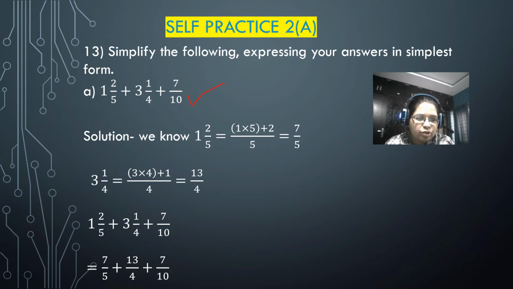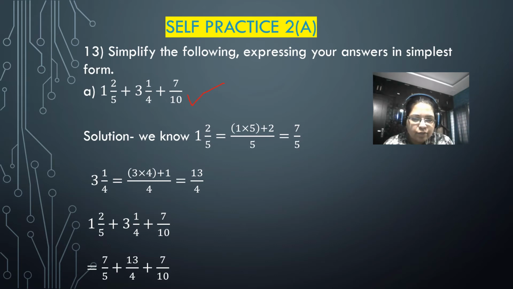These are the mixed fractions. 1 2/5 and 3 1/4 are mixed fractions, and 7/10 is a proper fraction. First we have to convert the mixed fractions into improper fractions. So 1 2/5 equals, we know an improper fraction is made by multiplying the denominator with the whole number plus the numerator, divided by the denominator. This is the improper fraction.